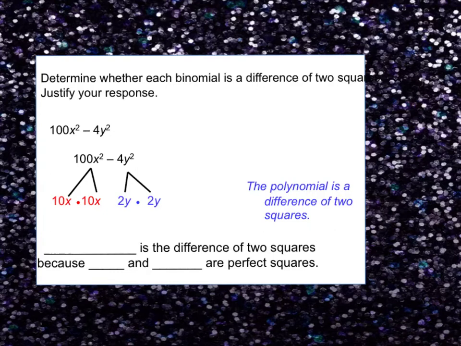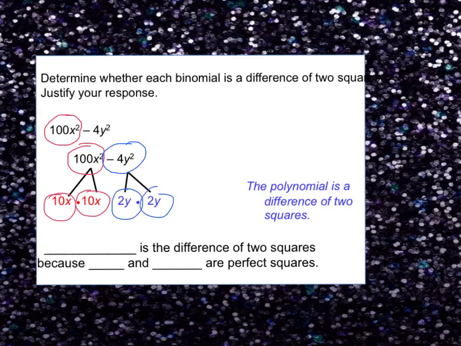Once again, same rules. We're going to determine whether the binomial is a difference of two squares, and if so, we'll justify our response, and if not, we'll do the same. So let's take a look at 100x squared minus 4y squared. Notice this is a binomial, and the terms are subtracted from each other. So now we'll check if it's a difference of two squares. 100x squared can be split into equal factors, 10x times 10x. And negative 4y squared can be split into 2y multiplied by 2y. Therefore, the polynomial is a difference of two squares.